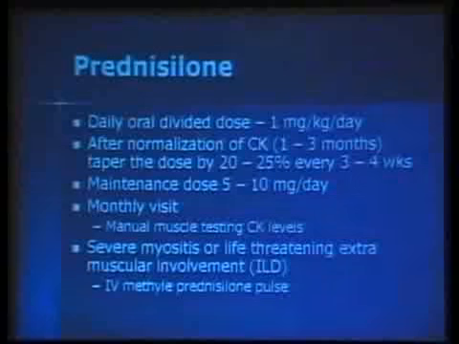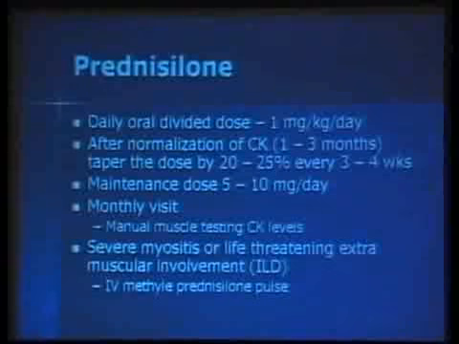We start with steroids, divided doses of 1 milligram per kg, and then we continue for about 1 to 3 months at least, and once there is normalization of CK and the muscle strength starts to improve, then we tend to taper by about 20 to 25 milligrams every 3 to 4 weeks. And with severe myositis or life-threatening extramuscular involvements, we need to pulse the patient.